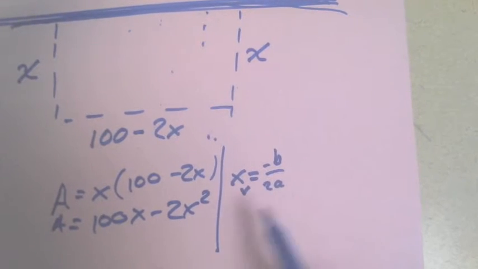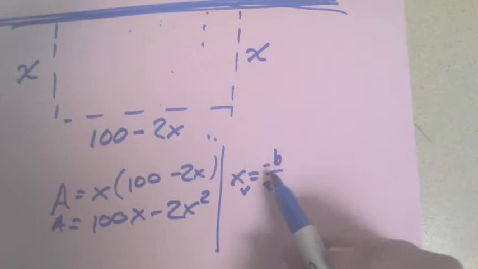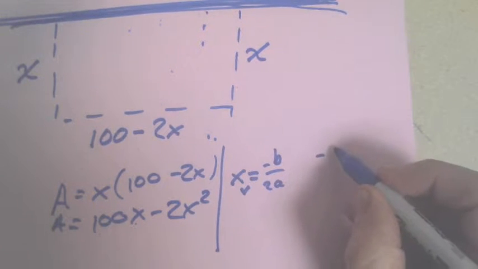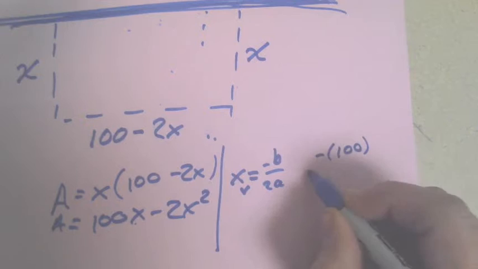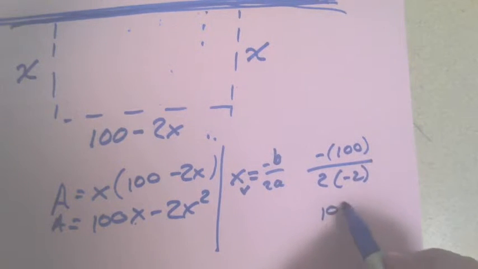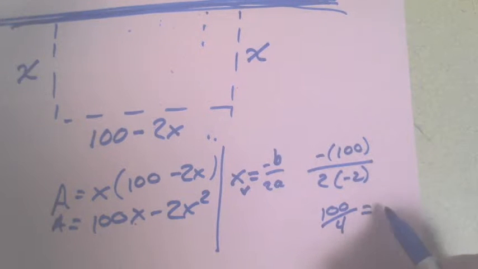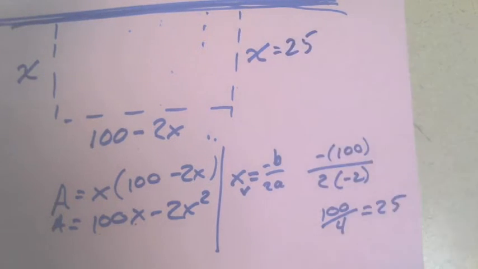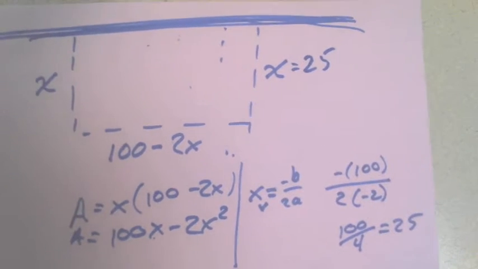You might get the sense I'm stressing the ability to find vertices. I am. It's going to come up a lot. So the b value is the coefficient of the x. These are kind of backwards from standard form, but that's okay. So negative 100 over 2 times negative 2 is 100 over 4, which is 25. So when x is 25, you reach a maximum area.